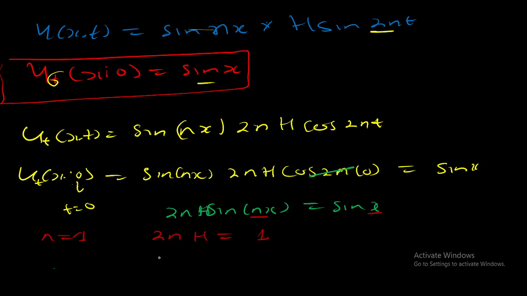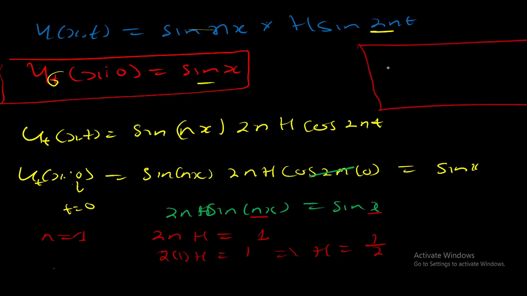So we said n is 1, so we're going to have 2 times 1 times h is equal to 1. This implies that h is equal to 1 over 2. If h is equal to 1 over 2, then we can write our function as u of x, we have h here.